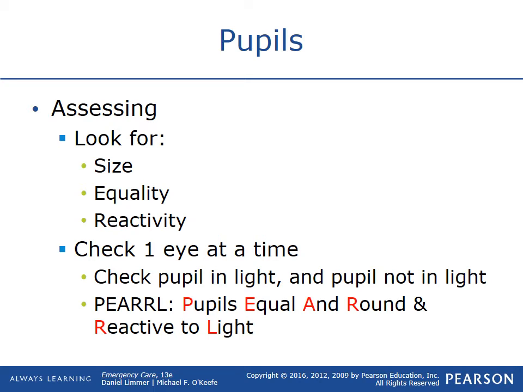The acronym we use is PEARL, meaning pupils are equal and round and reactive to light. That means they're round, you shine a light in them, they both react equally. So if you shine a light in your left eye and you see that pupil constrict, the pupil in the other eye is going to do the same exact thing, no matter if there's only light being shined in one eye or not. Theoretically, that should happen. If you see that that is not happening, very bad indicator.